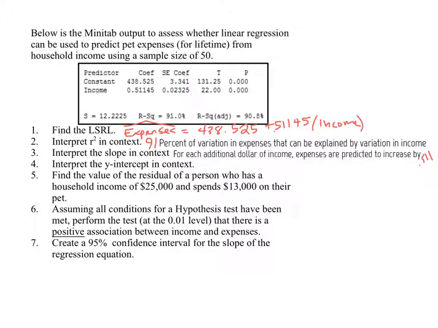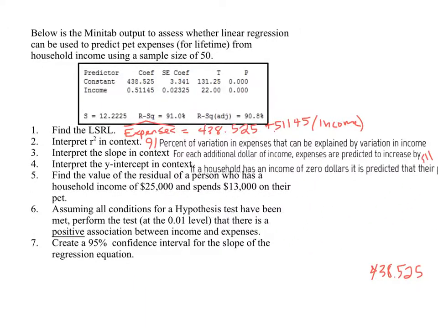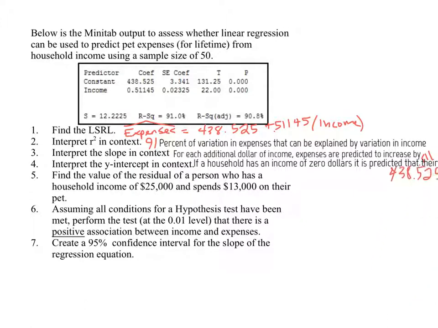All right, interpret the y-intercept in context. I'm going to quickly put this down here, and then I'll move it up in place, because otherwise it's a little hard to read. So again, I'll put the number in, 438.525. This is the amount that's predicted if the explanatory variable were 0. Okay? So again, let me just move that up and out of our way. So make sure you can interpret those things.